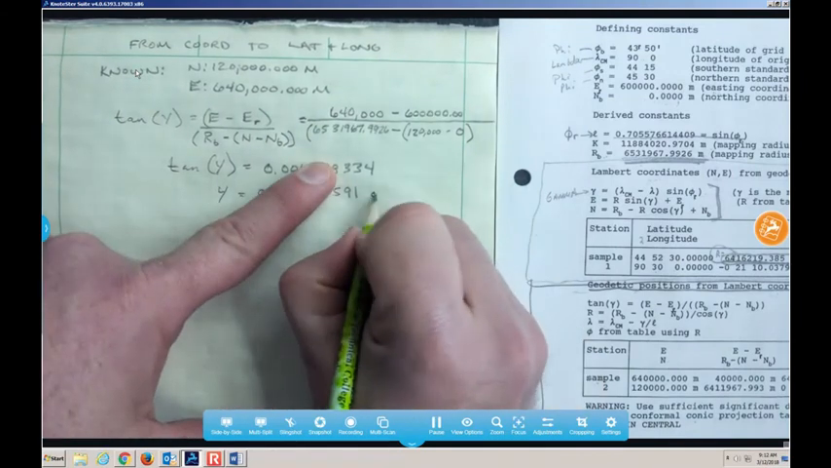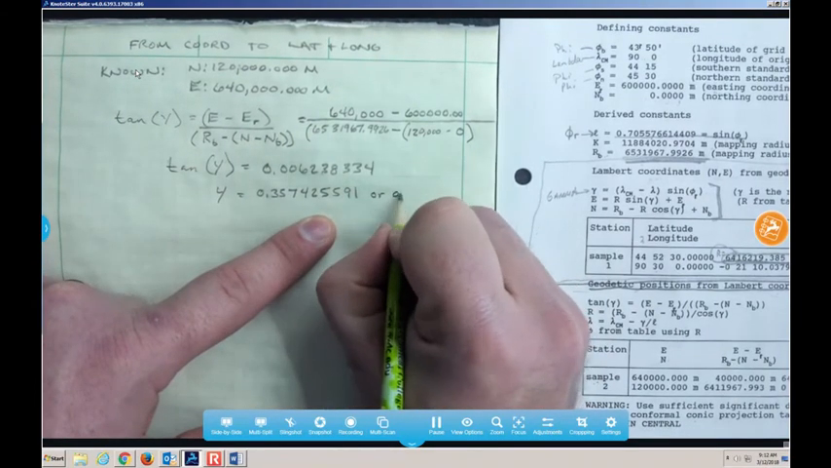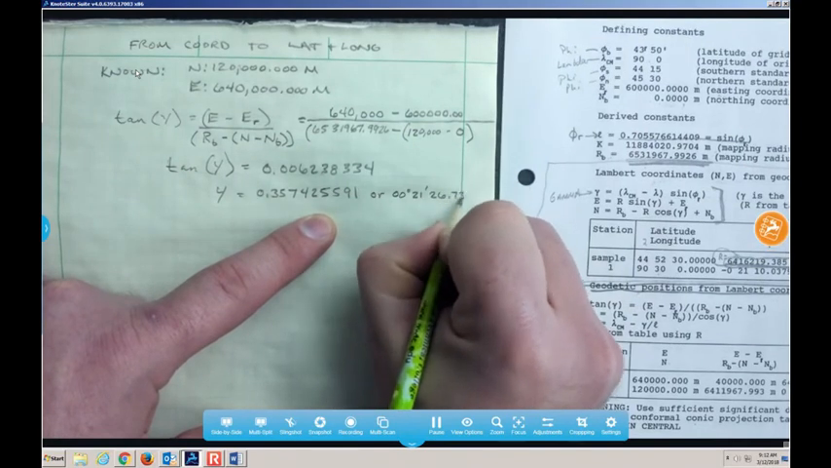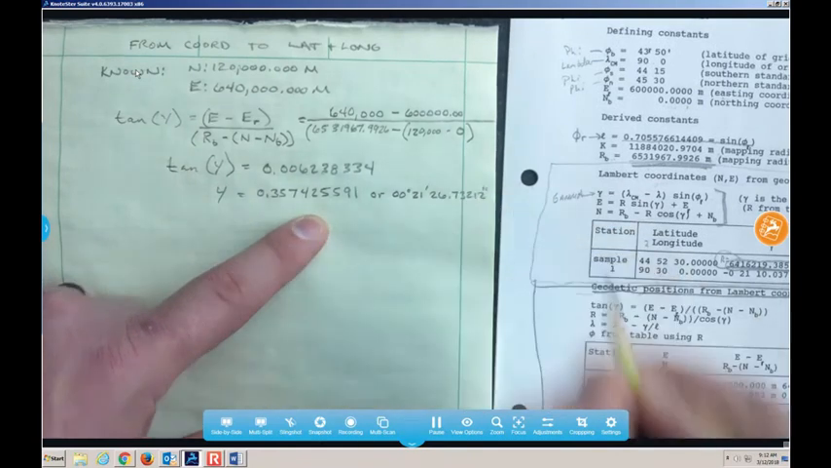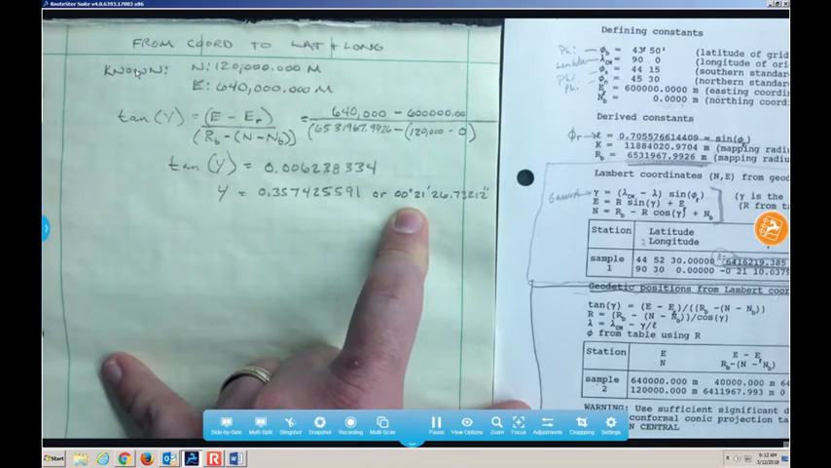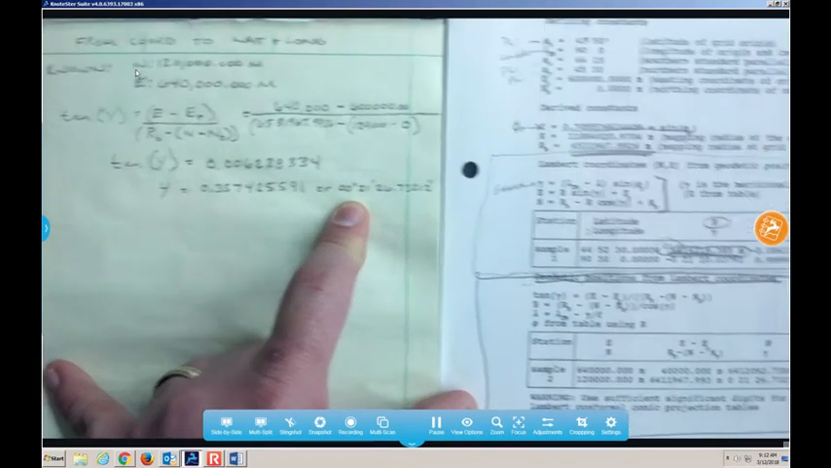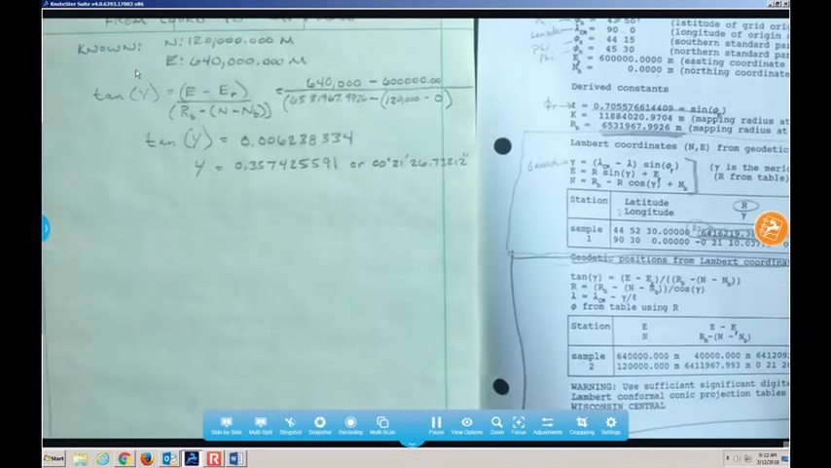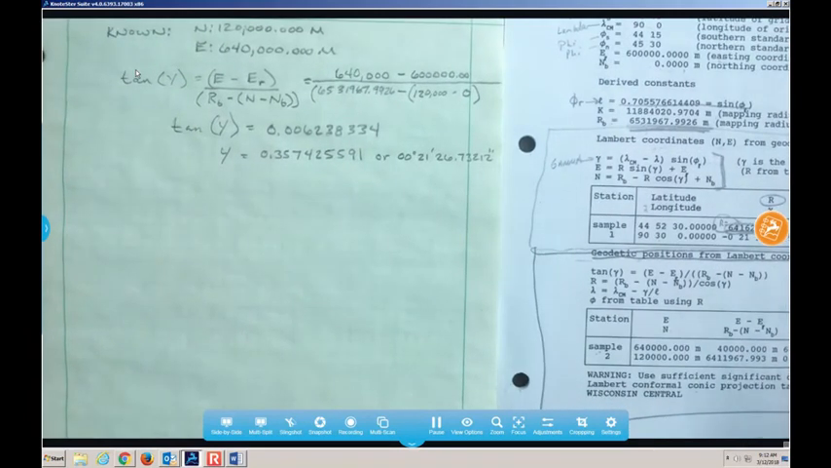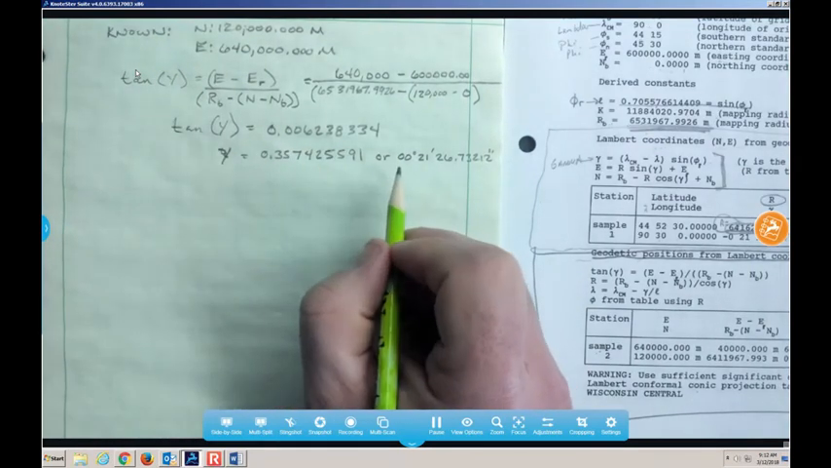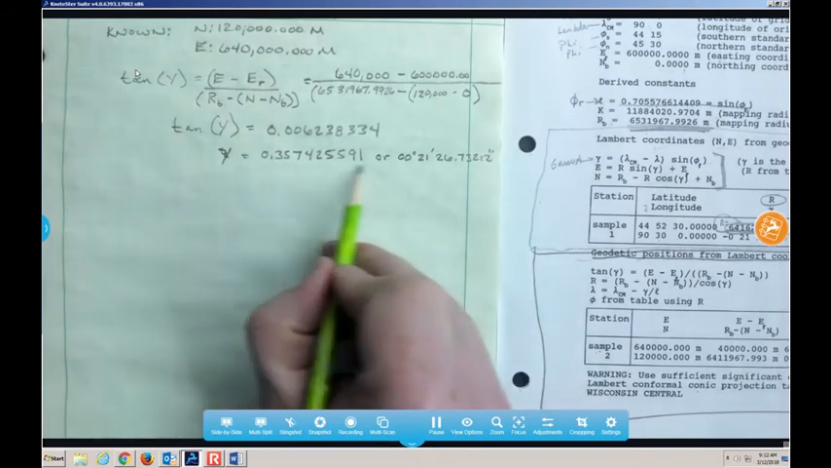This can also be shown in degrees, minutes, and seconds: 0 degrees, 21 minutes, 26.73212 seconds. Notice that it's the same thing as what they give us here, so that's good. We have a check on this sheet. That's not always going to be the case for you guys, but for this particular problem they already gave us those answers. So our gamma for this problem is this value.